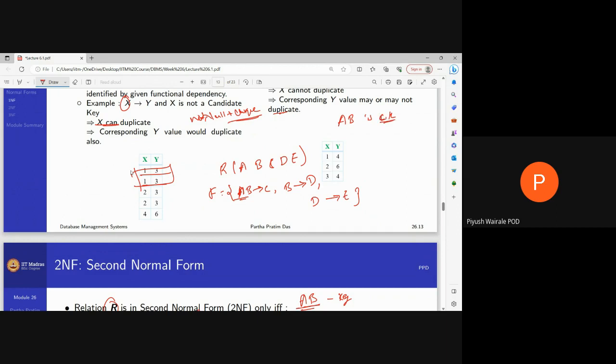Once you find out that AB is a candidate key, now check the other functional dependency, that is B determines D. Check whether B is a part of the candidate key, a subset of the candidate key, and the right hand side is a non-prime attribute. If this condition exists, then we can say B determines D is a partial dependency. So here in this case you can see AB is a candidate key, but B is a subset of the candidate key, and it is determining non-prime attribute D. So B determines D is an example of partial dependency.